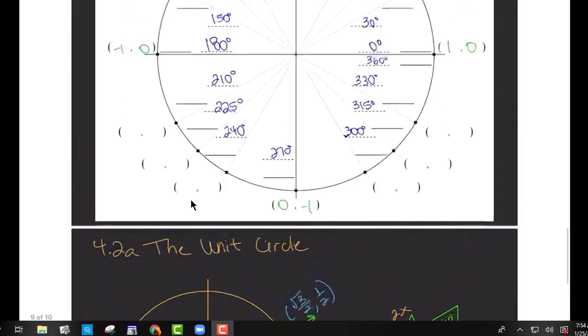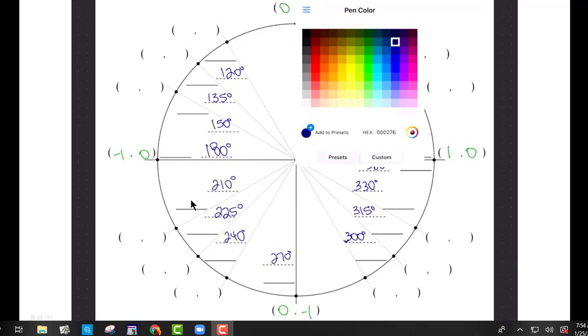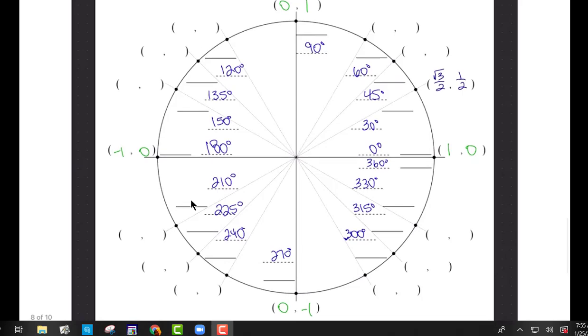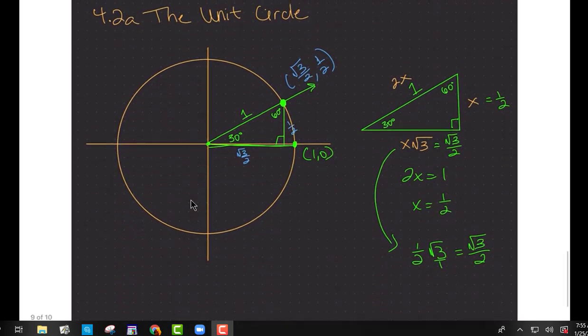So now on our unit circle, we know that for 30 degrees, our x coordinate is the square root of 3 over 2, and our y coordinate is 1/2. So we can use that.